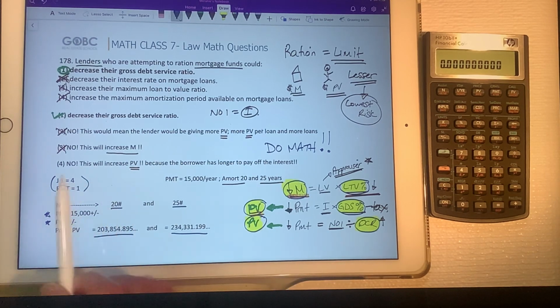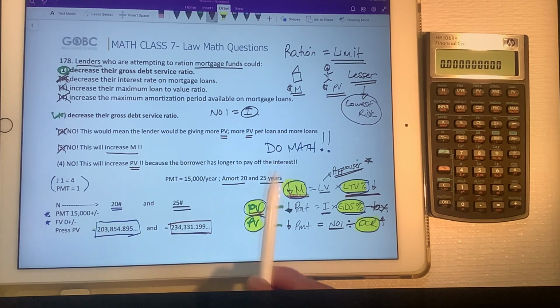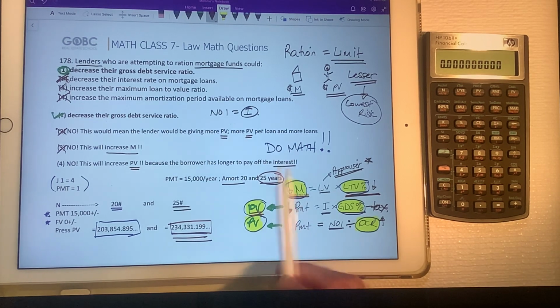And when you plug in all of this information using 20 years, you get $203,854 and some pennies. When you solve that again and you plug in the 25 years instead, you get $234,331 and some pennies. So you see that when you increase the amortization, you actually increase the amount of that PV, because the borrower has longer to pay off both the interest and the principal. So they have the ability to borrow a little bit more if you lengthen that amortization out.